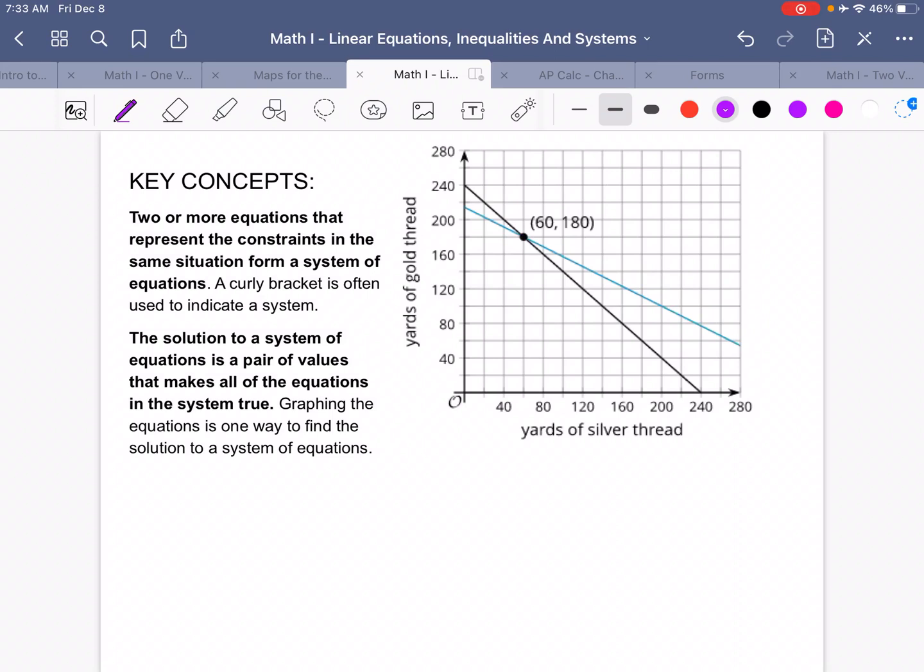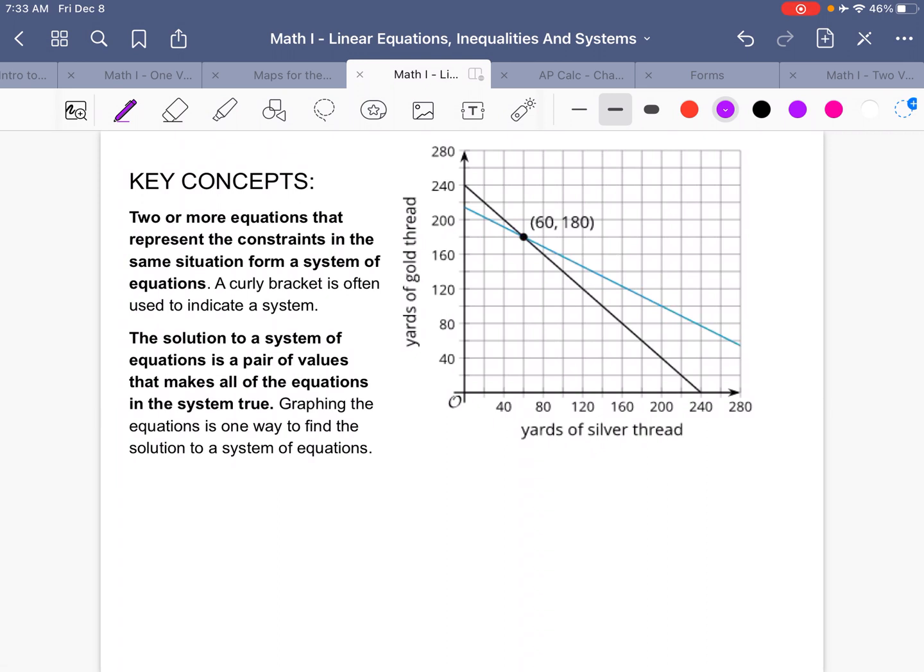All right, this is going to be a fairly quick one because we just have a couple of definitions, and then how I'm going to be asking you to do these problems is fairly simple. First of all, two or more equations that represent the constraints in the same system form a system of equations. Curly bracket is often used to indicate a system.